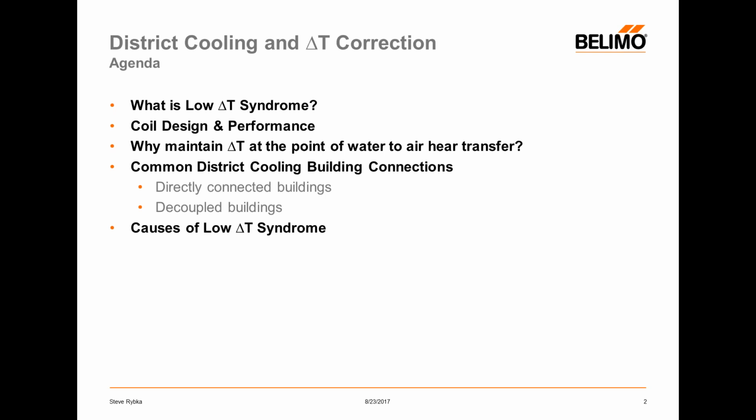I'll go into some of the causes of low delta T syndrome, how we wind up here, what has happened over years to cause the building to go into a low delta T mode. Low delta T and pump affinity, so how that decrease in differential temperature affects our pumping and how we can actually pump less water if we maintain our design temperature differential.